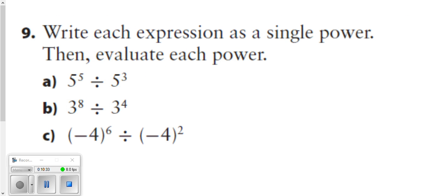Then we have question 9, which is division of powers that have the same base. So when you are dividing your powers and have the same base, you're going to be using this. And think about what this looks like.